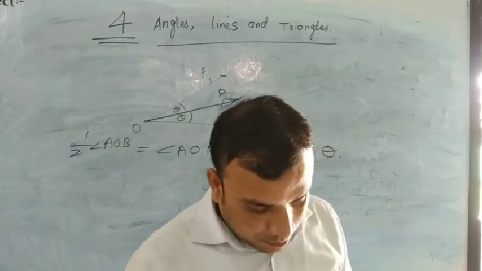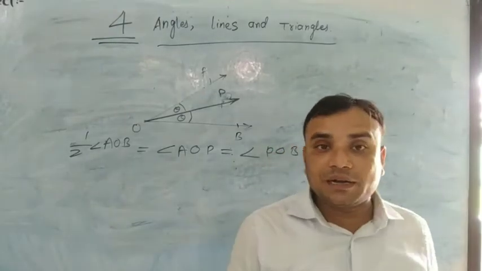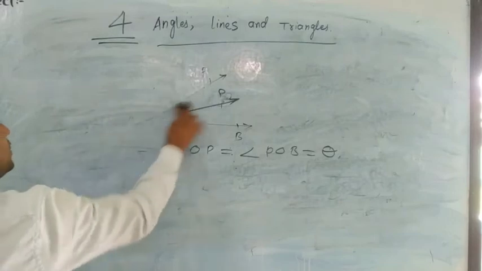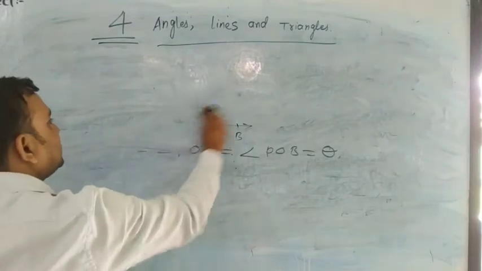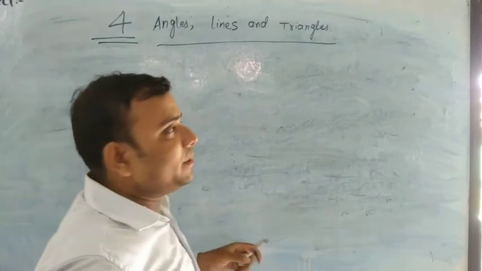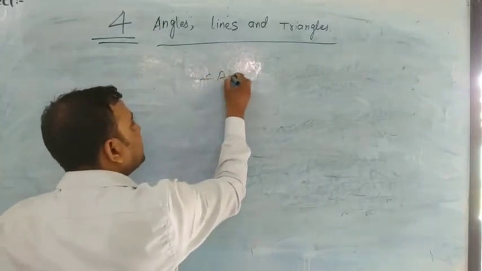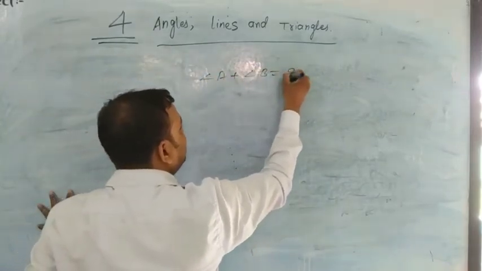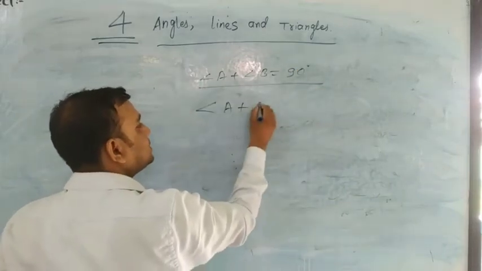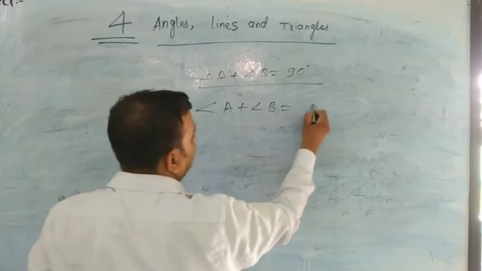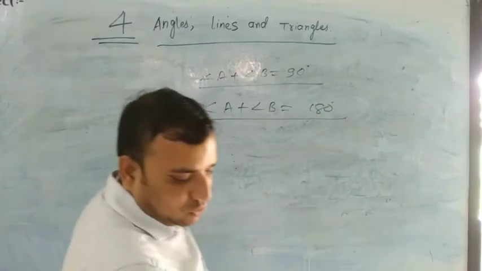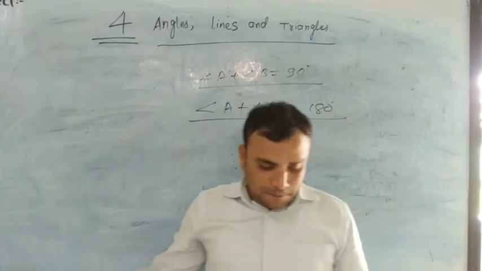Now complementary angles. Complementary means the sum of two angles is 90 degrees, then we say complementary angles. Angle A plus angle B equals 90 degrees, then we say complementary. If the sum of angle A plus angle B is 180 degrees, it is called supplementary angles. So, dear student, it is very important.